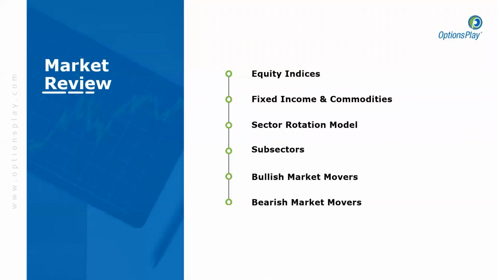So our agenda for today, starting off with the major indices, highlighting what my view is for the next few weeks, and also just briefly going through how price action has behaved during the Christmas period. From there, we'll be moving on to fixed income and commodities. We'll take a look at the sector rotational model, highlighting which sectors are outperforming and underperforming the overall market. We'll take a look at some subsectors of interest that I have for you today. And we'll end today's session with some bullish and bearish market observations.